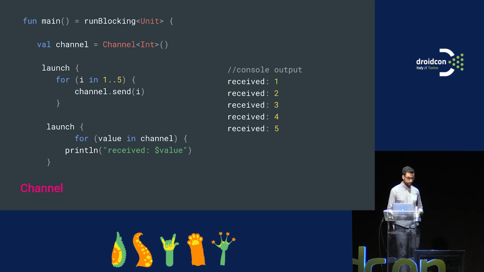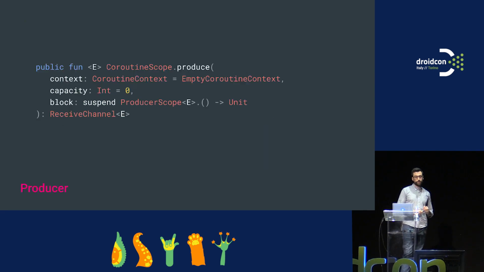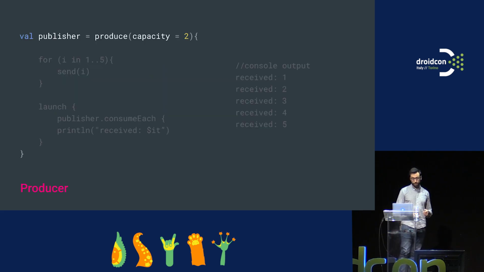This is great. There you go. What do we also have? Same as launch and async, we also have an extension function that produces a channel. So we can use this to create a receiving channel, and it will take the builder that is a suspending lambda as a parameter, and only the code within that lambda can send items to the channel.